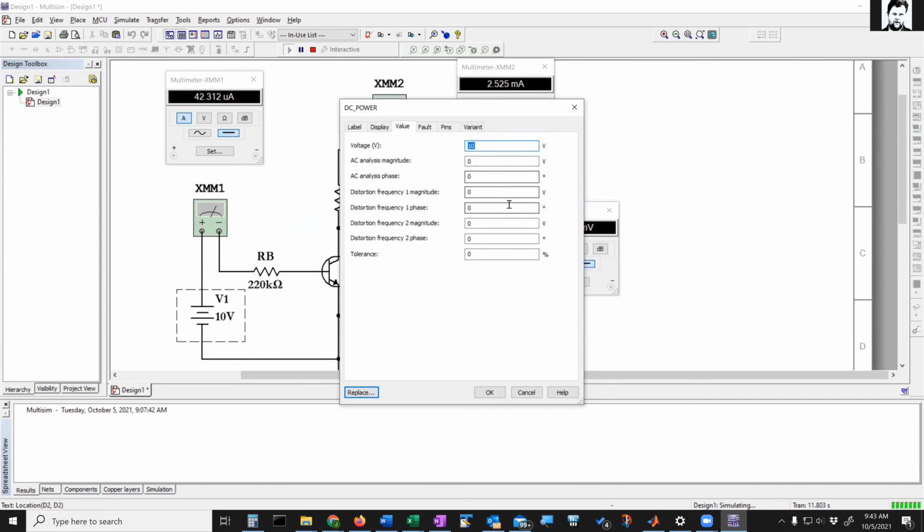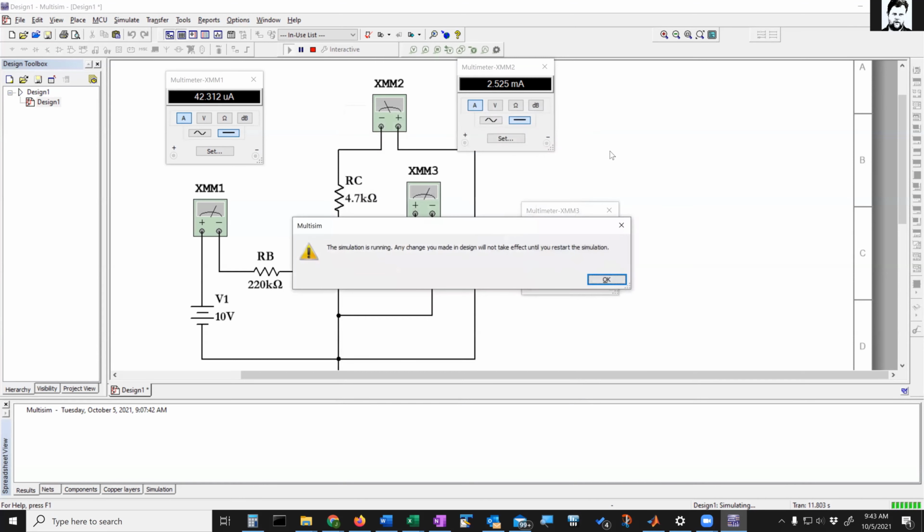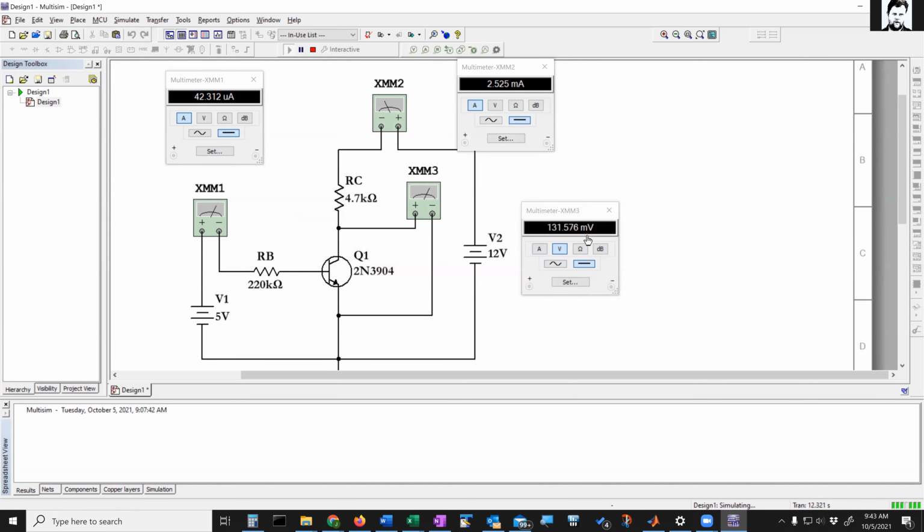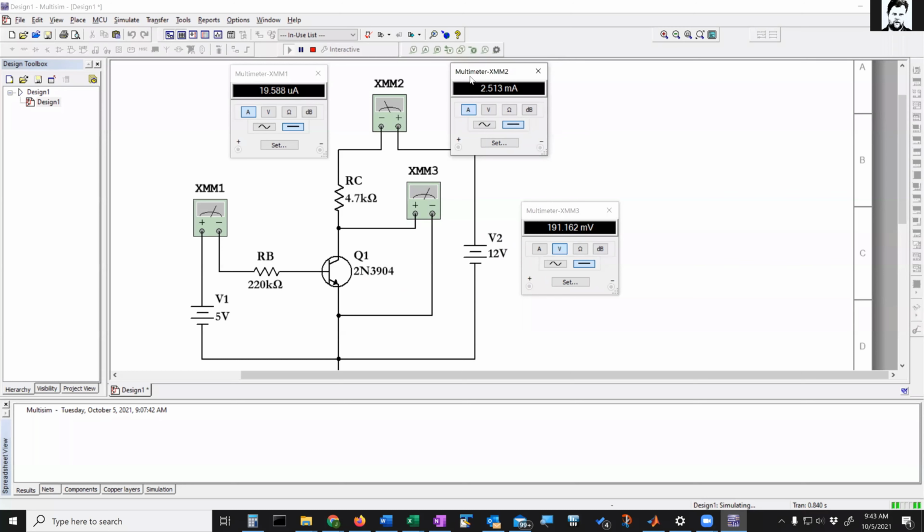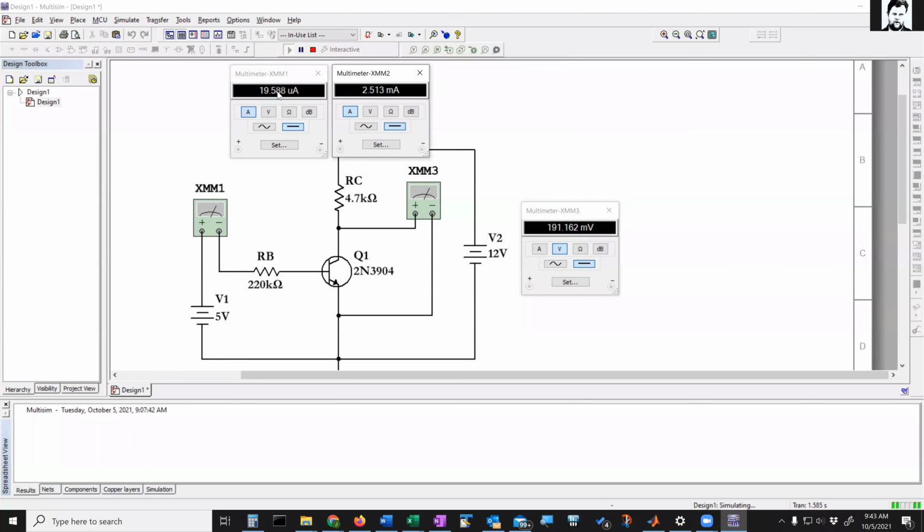Let's kind of look at the other meter now. Same thing, but let's look at the other meter. So that was the discussion of VCE. Let's take a look at the current. So let's compare these two currents. Maybe put these side by side. And let's compare these two currents.